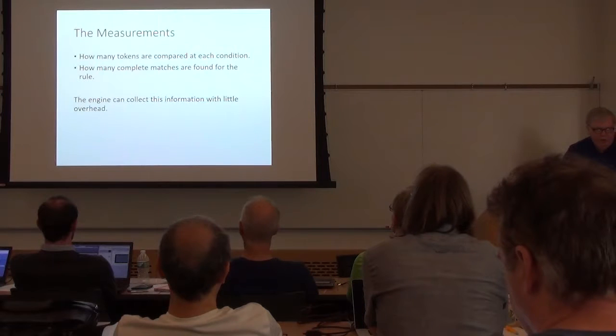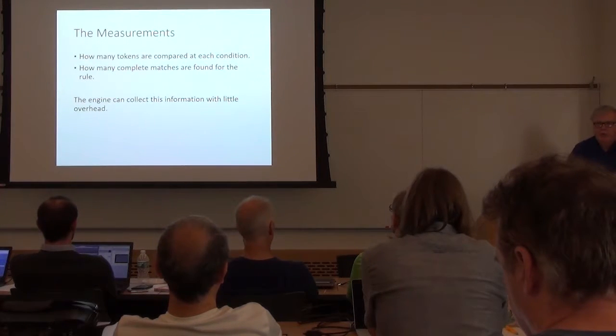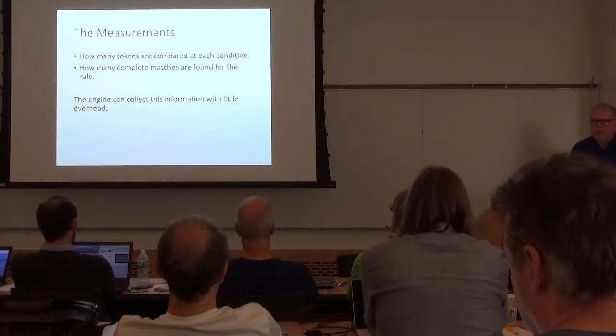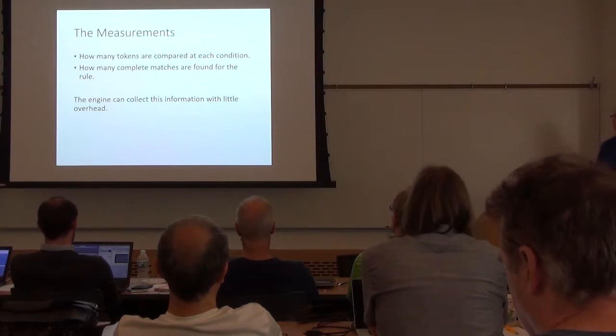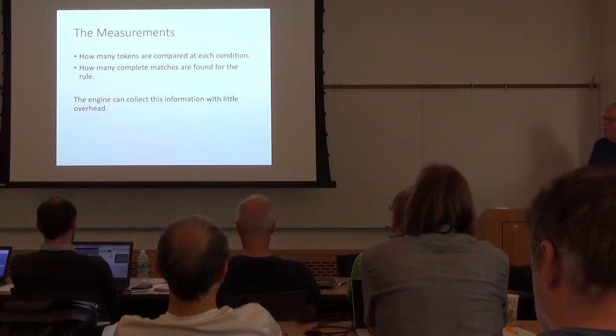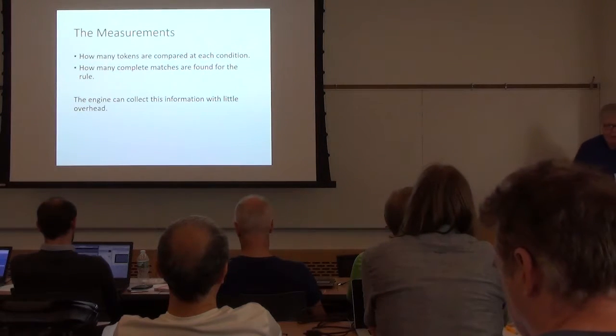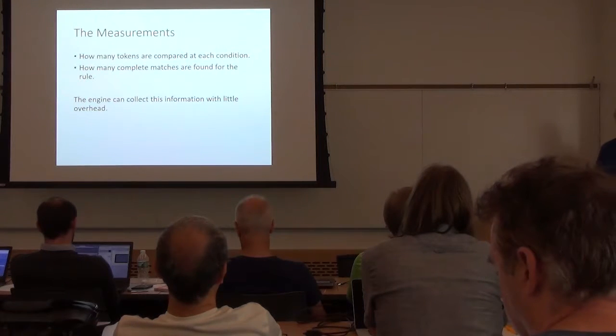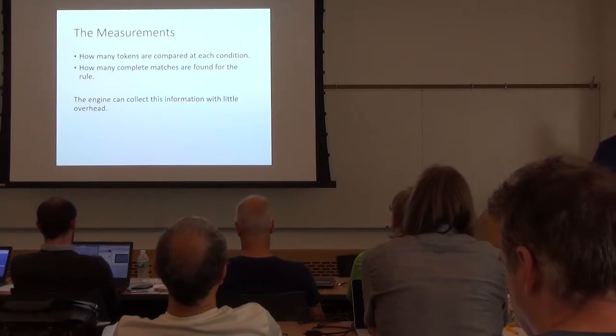I wanted to look at the very simplest possible measurements to get information about why the rule is taking time. And also, I wanted to look at measurements that, if they're not available in a rule engine, can be made available easily. These are just counters in the rule engine.